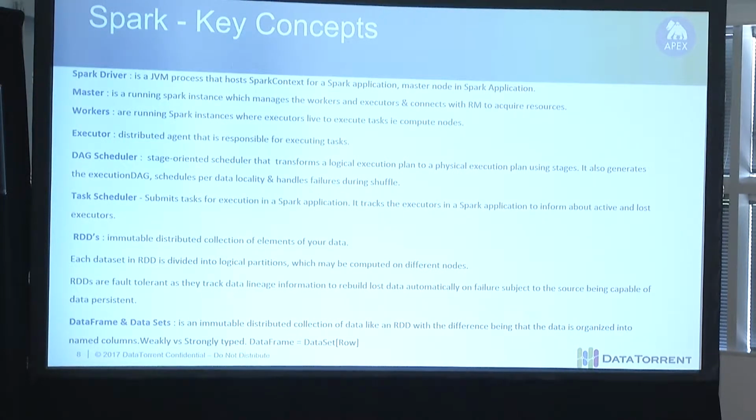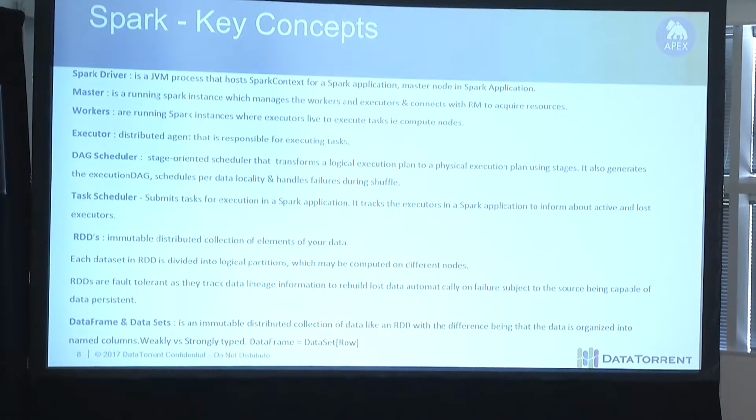Its responsibility is to generate an execution DAG and schedule different stages of the DAG as per the locality constraints, and handle failures during shuffle, et cetera, because these will be distributed processes running across multiple nodes of the cluster. When you're trying to ship data across, there could be failures, so the DAG scheduler is responsible for handling shuffle failures as well. Now, the task scheduler just submits tasks for execution in a Spark application. It also tracks status, like Hadoop would track the status of a job or of a task.